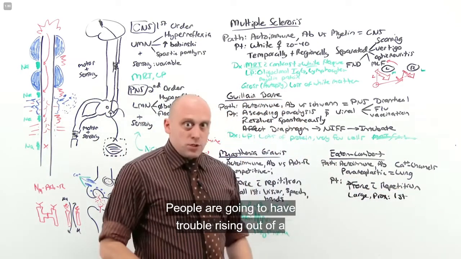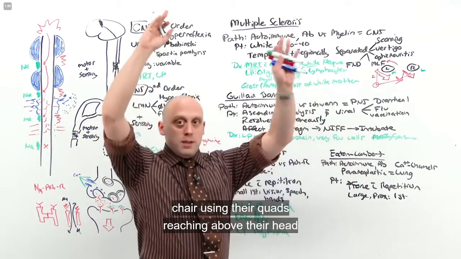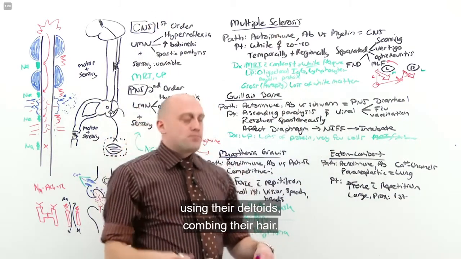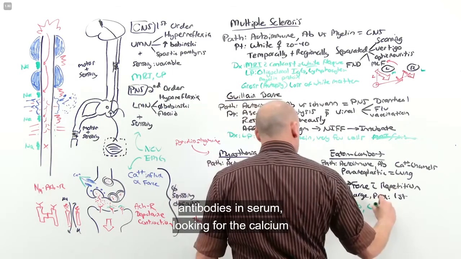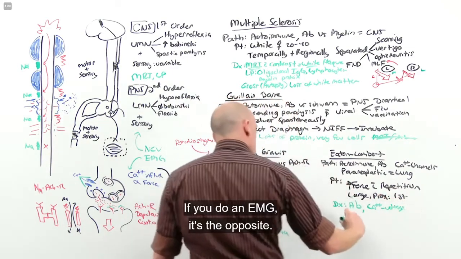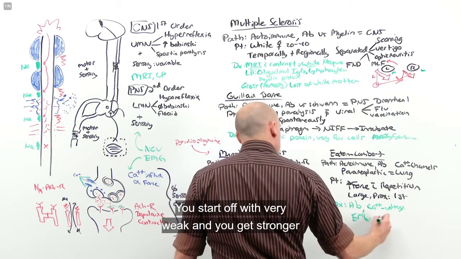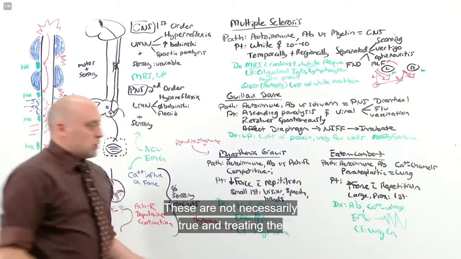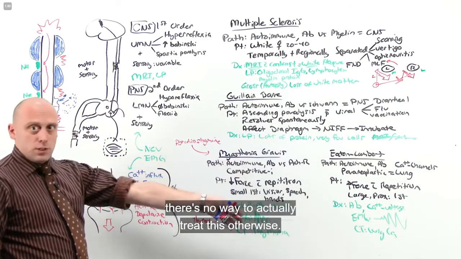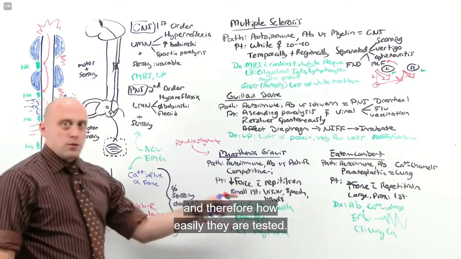People are going to have trouble rising out of a chair using their quads, reaching above their head using their deltoids, combing their hair. If you find that, the diagnosis is made with antibodies in the serum, looking for the calcium voltage-gated channel antibodies. If you do an EMG, it's the opposite. You start off very weak and you get stronger contractions as you go, and a CT scan is going to show you the lung cancer. These are not necessarily true, and treating the cancer is going to treat the Eaton-Lambert. There's no way to actually treat this otherwise. I want you to see how easily these two are compared and therefore how easily they are tested.